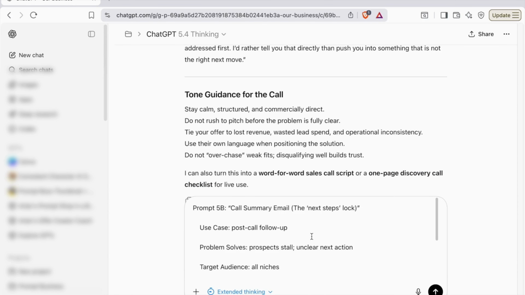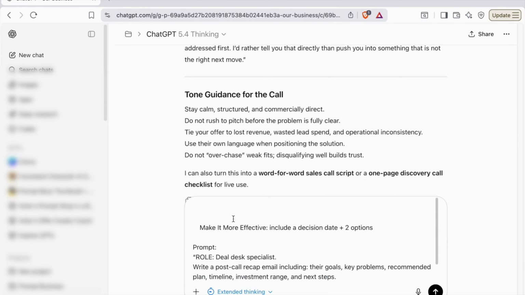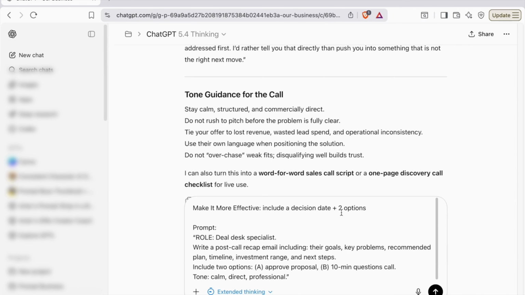This is the prompt that helps you to follow up after the call in a way that's going to reinforce momentum. This one is going to be a problem solver if you have prospects that start but they stall and there's unclear next action. This works for all niche audiences, and if you want to make this prompt even more effective for you, you will add a decision date and then 2 options to the prompt.